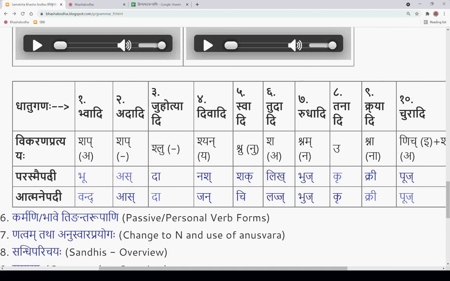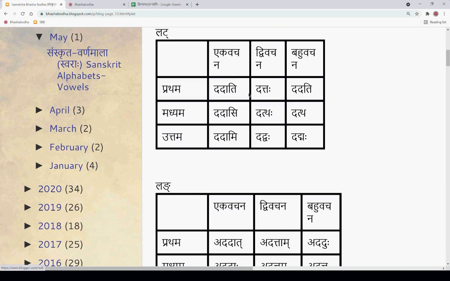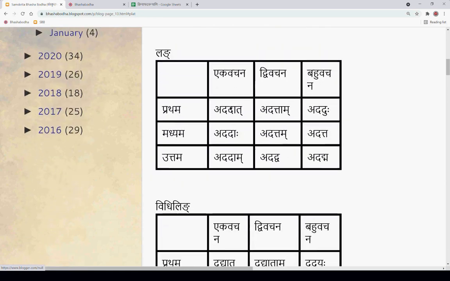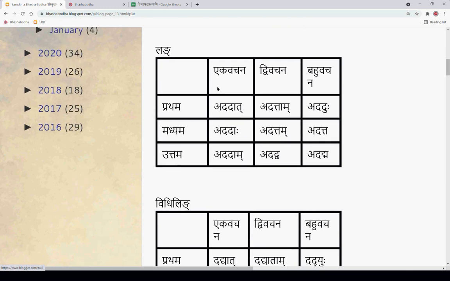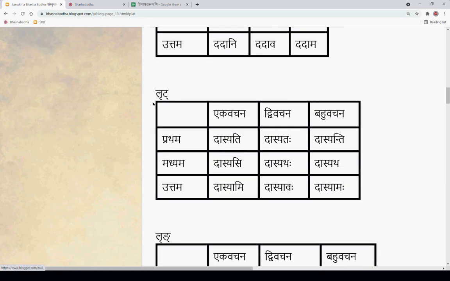So here also, for example, Parasmaipadi, we are learning this Parasmaipadi only. Atmanepadi you are not yet learning. If you look at, for example, Da, Dadati is the present tense, and here is a lung, if you are interested. But right now we are studying this Lrit Lakara, which is Bhavishyat Kala. In the Bhavishyat Kala it becomes Dasyati.